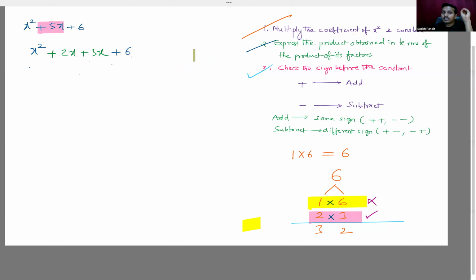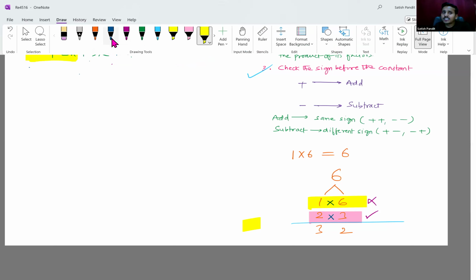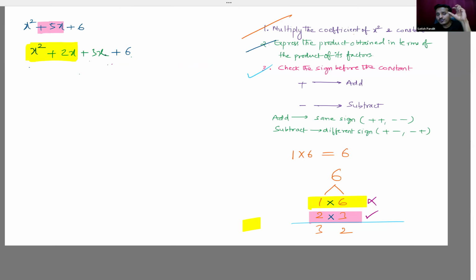So we'll take the first 2 terms. In the first 2 terms, what is common? Common means it should be present in both. If you take x square, it means x into x, and 2x means 2 into x. That means both are having x. That means I can take x common.